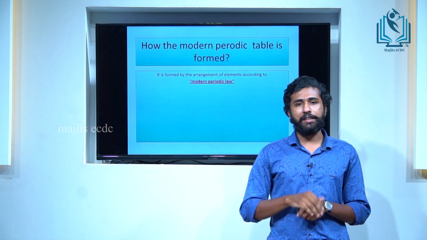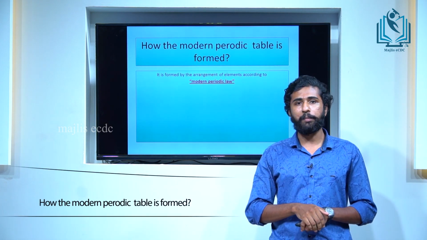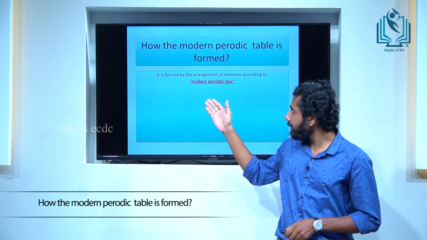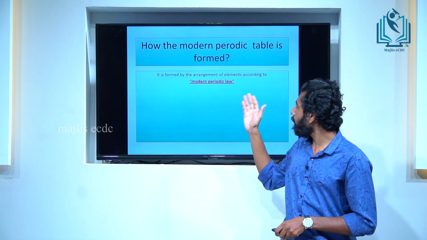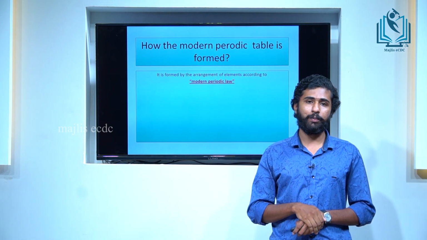So we can start the section with a very large question, that is, how is the modern periodic table formed? The answer is here. It is formed by the arrangement of elements according to the modern periodic law.